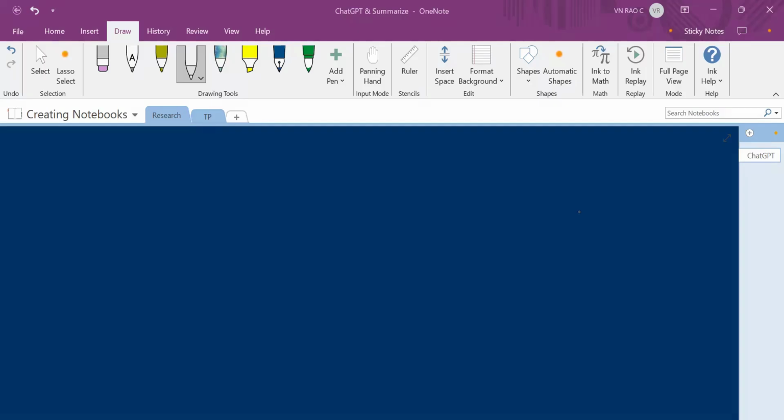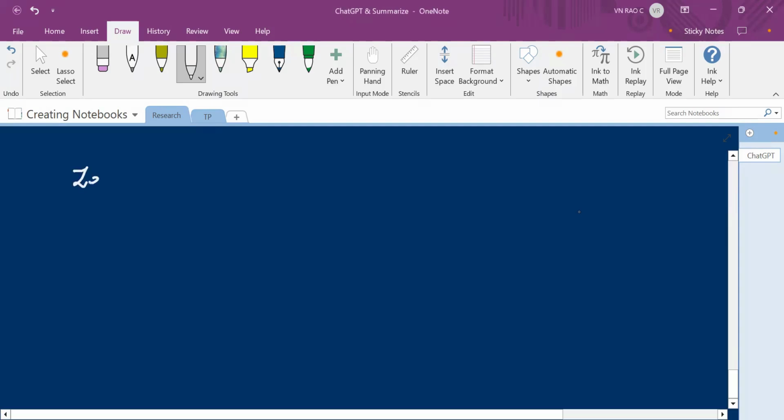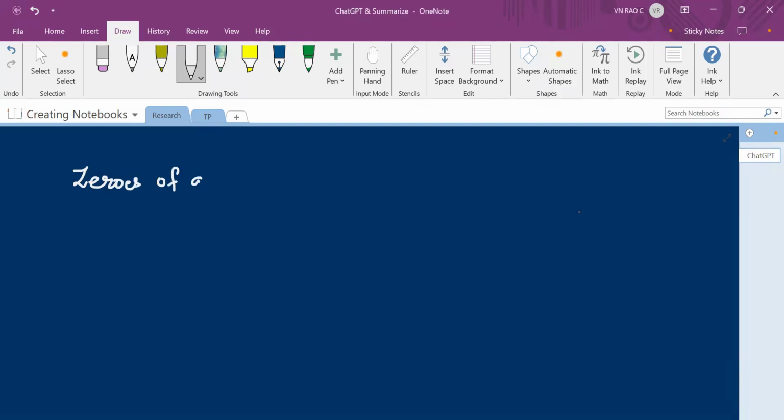Welcome to this session on finding zeros of a polynomial. Zeros of a polynomial. In this session, we will look at a linear polynomial.